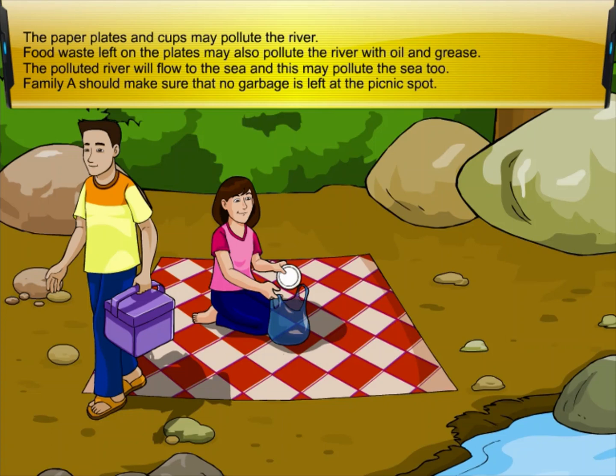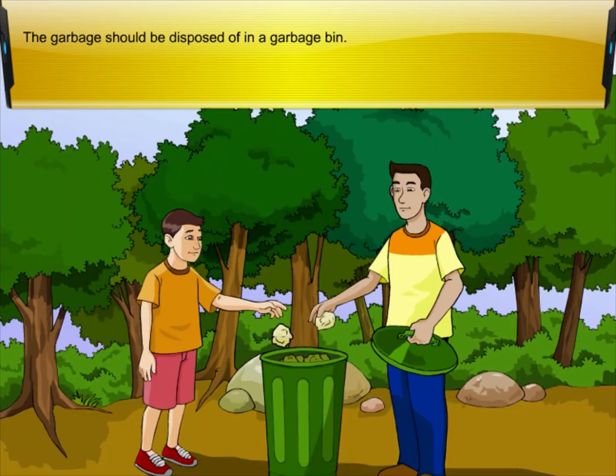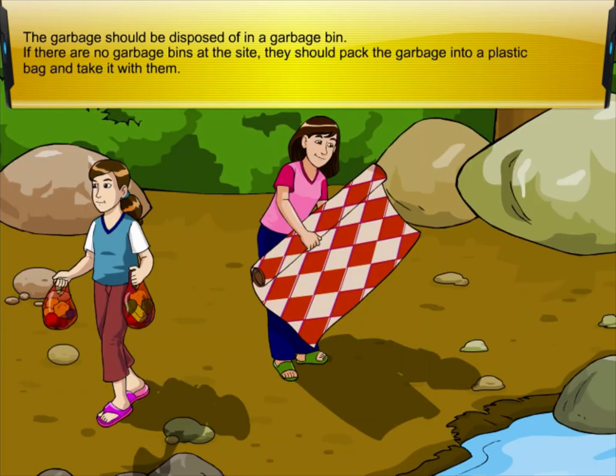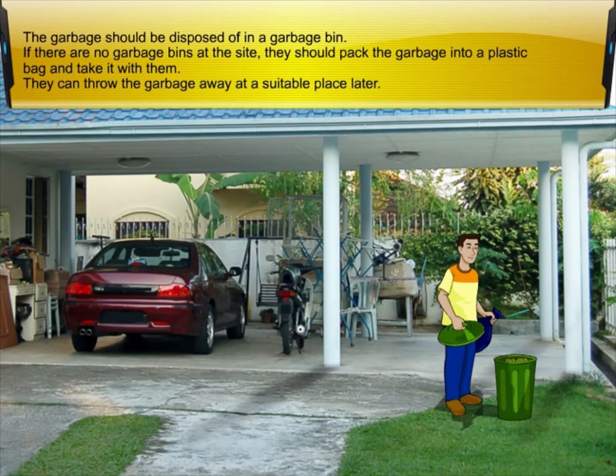Family A should make sure that no garbage is left at the picnic spot. The garbage should be disposed of in a garbage bin. If there are no garbage bins at the site, they should pack the garbage into a plastic bag and take it with them. They can throw the garbage away at a suitable place later.